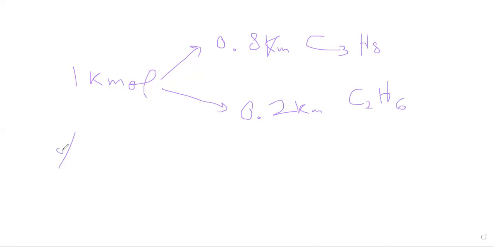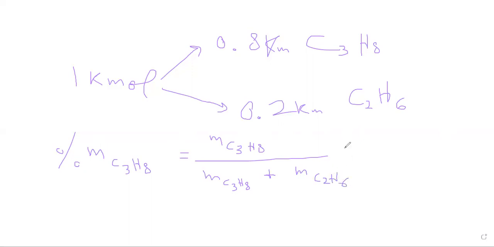What is the percentage in mass by definition of C3H8? It is simply the mass of C3H8 that is present in this 1 kilomole, divided by the mass of C3H8 plus the mass of C2H6. Okay.